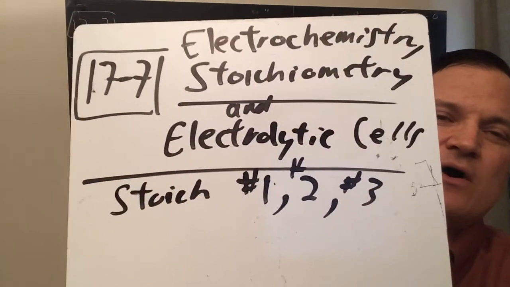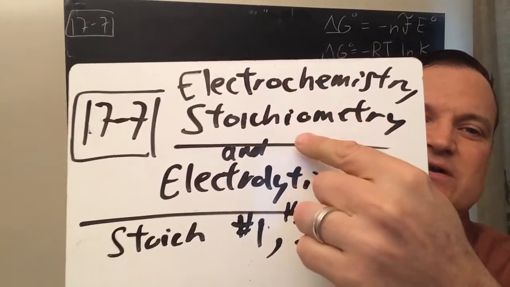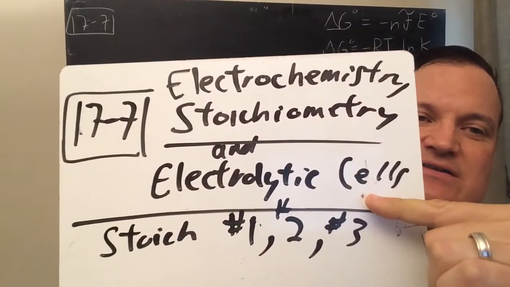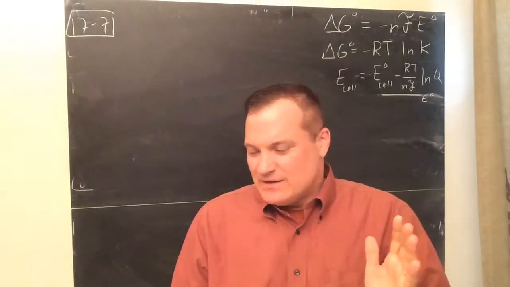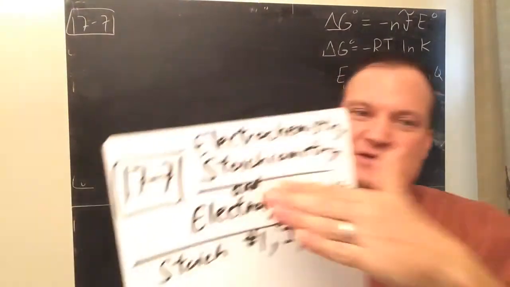17.7, Part 1, Electrochemistry, Stoichiometry, and Electrolytic Cells, or Electrolysis. These are actually 2 lessons, but when I made my notes, I put them together. But really, you could say that this is separate.